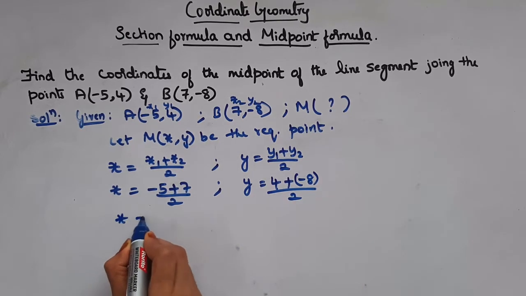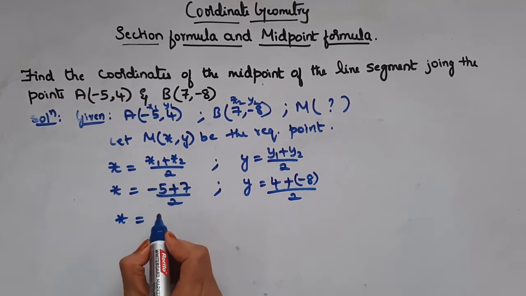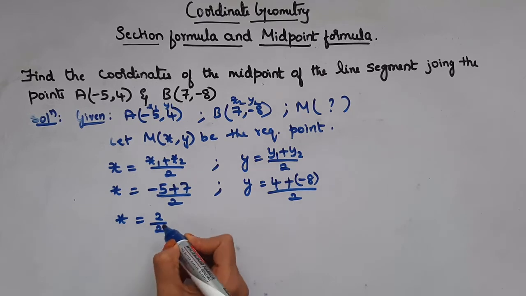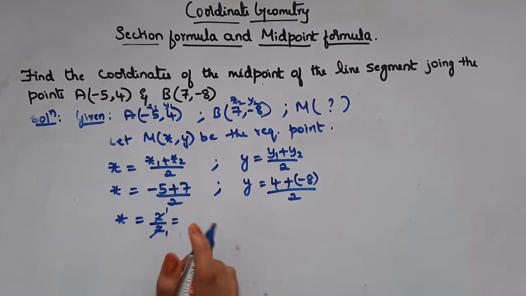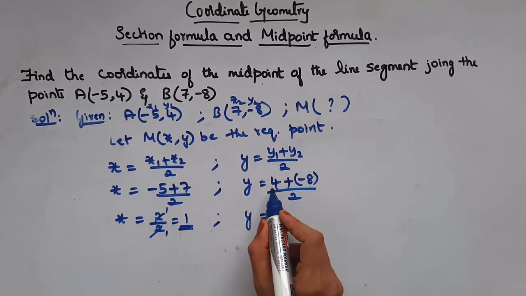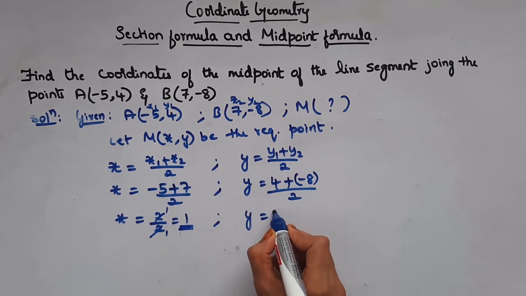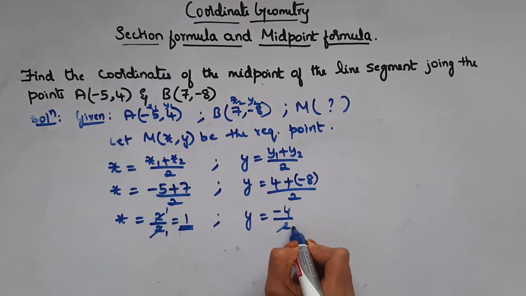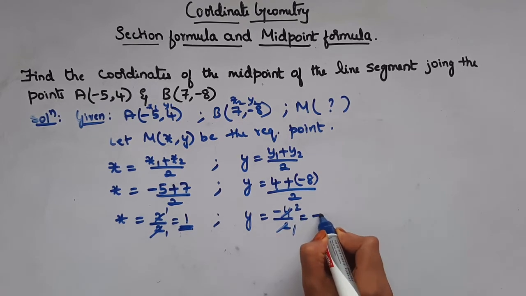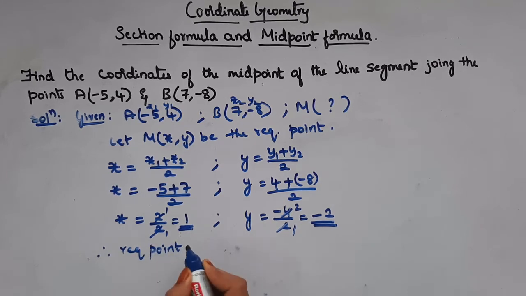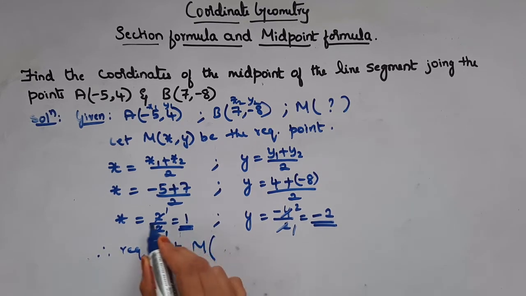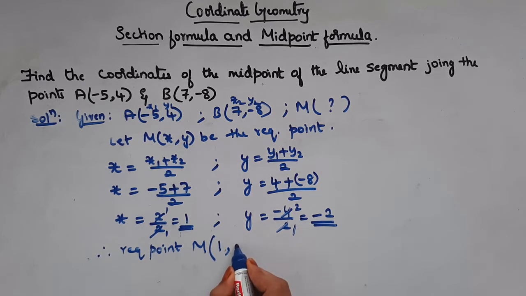So this x will give you, minus 5 plus 7 will give you 2. So 2 by 2 is 1, right? So your x is 1. 4 minus 8 will give you minus 4 by 2. So 2 ones are 2, 2 twos are 4. So your y is minus 2. So therefore, the required point is M of x, which is 1, and your y is minus 2.